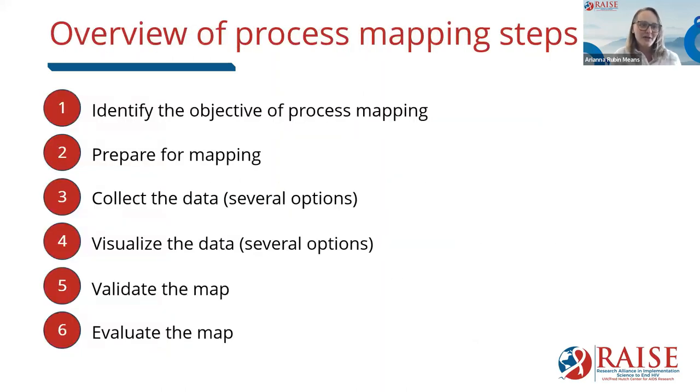Okay, so hopefully I've convinced you that process mapping is actually helpful. Now we're going to talk a little bit about how to actually do process mapping. And we're going to talk about six key steps, including first, identifying the objective of process mapping. Second, preparing for mapping. Third, collecting the data, and we'll talk about a few different options for collecting process mapping data. Fourth, visualizing the data, and again, we'll talk about a few different options. Fifth, validating the maps using member checking. And sixth, evaluating or interrogating the maps.